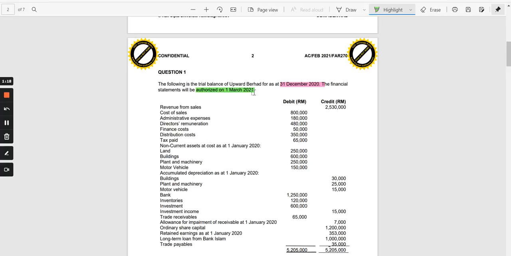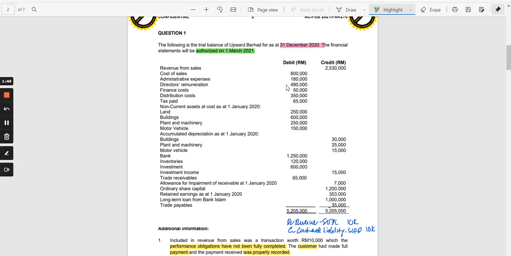So the period between 1st of January 2021 up till 1st of March 2021 is the post-reporting period. Should there be any events that took place during that post-reporting period, that is what you will consider as events after the reporting period. The issue is whether it is an adjusting or a non-adjusting event. The financial statements will be signed by the board of directors. So that is the authorization date, the day that the financial statements are being approved.